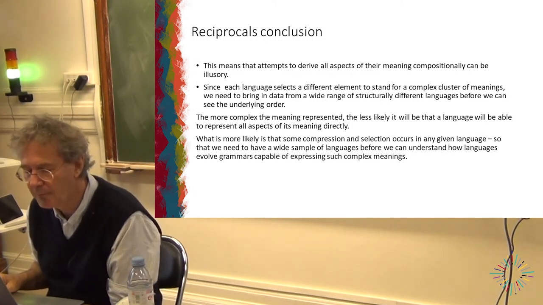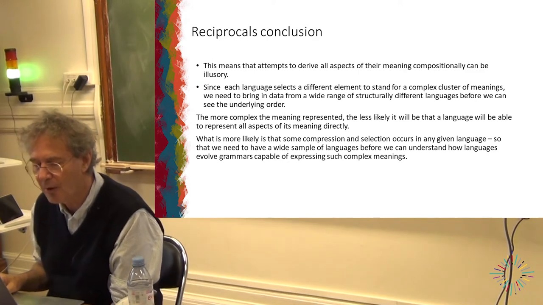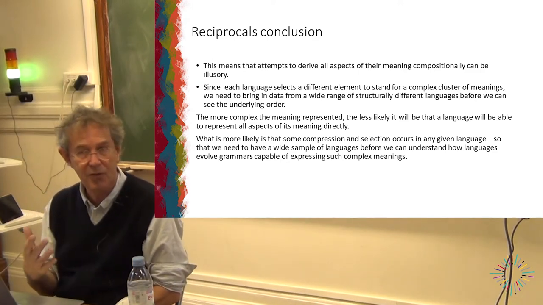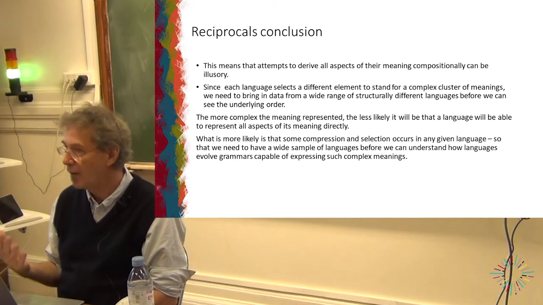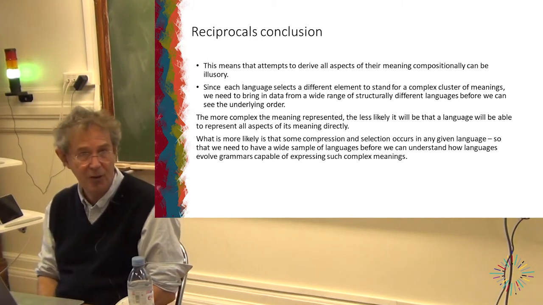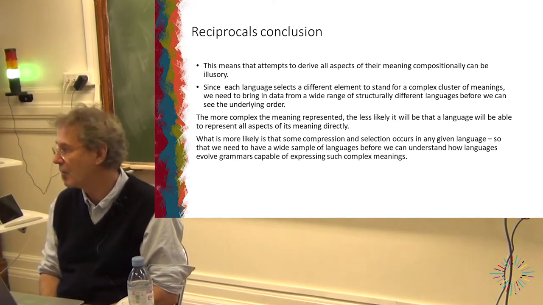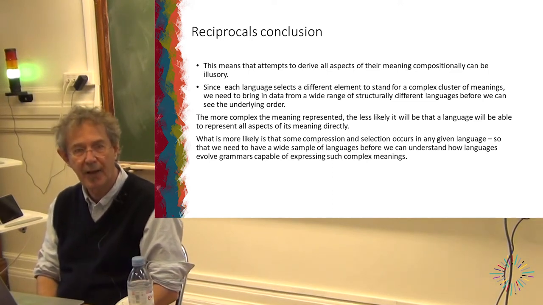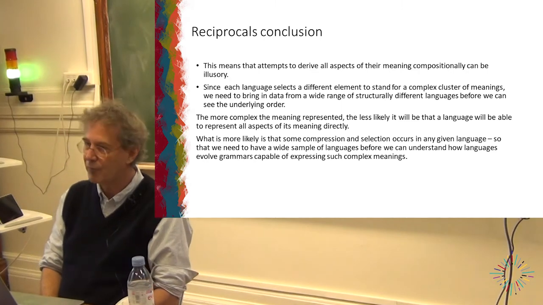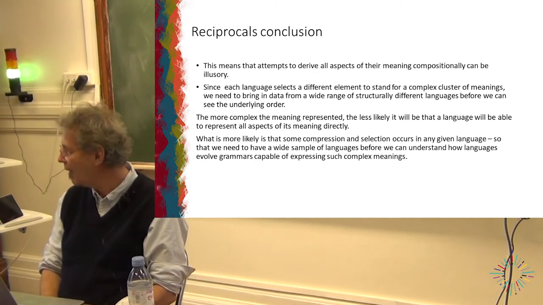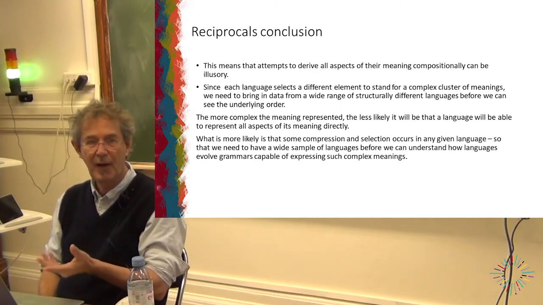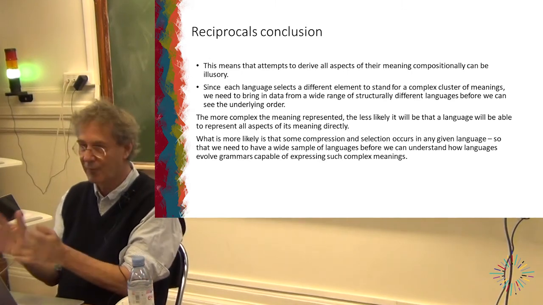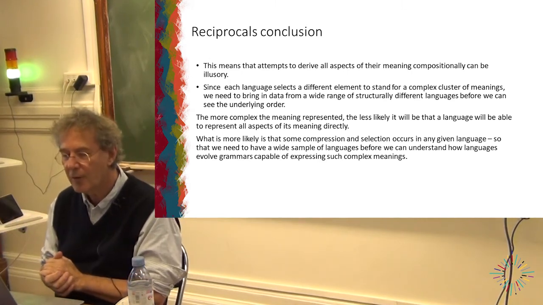So that means that we shouldn't try and derive all aspects of the meaning of reciprocal constructions compositionally. There have been lots of attempts to do that. There's a huge literature on reciprocals and how to get the meaning of each other to fall out from each and other. In formal semantics literature, there's lots of stuff. We move stuff around, also in the generative literature.